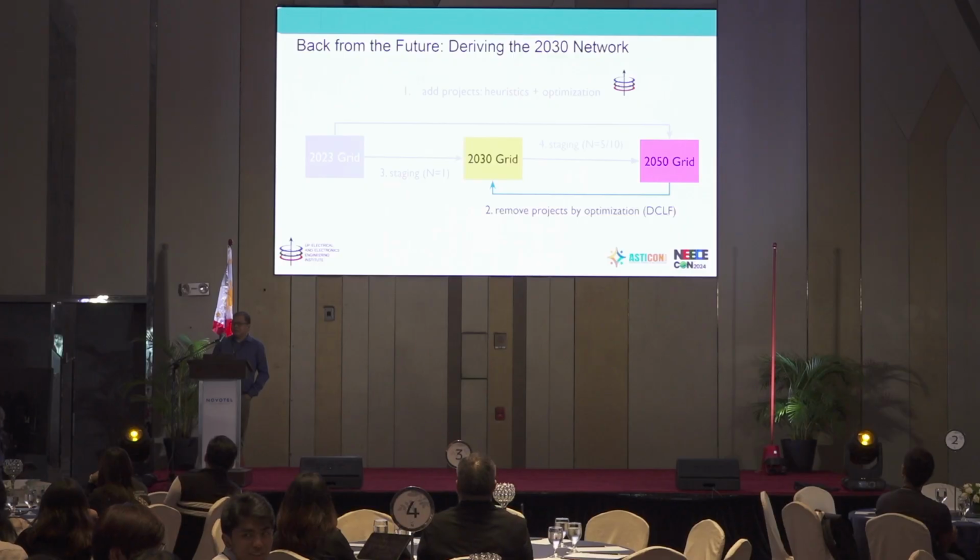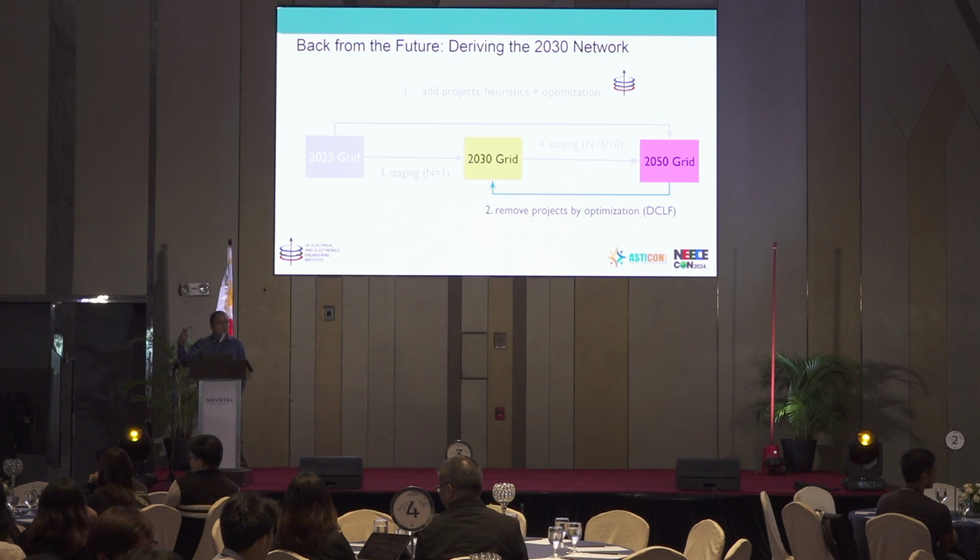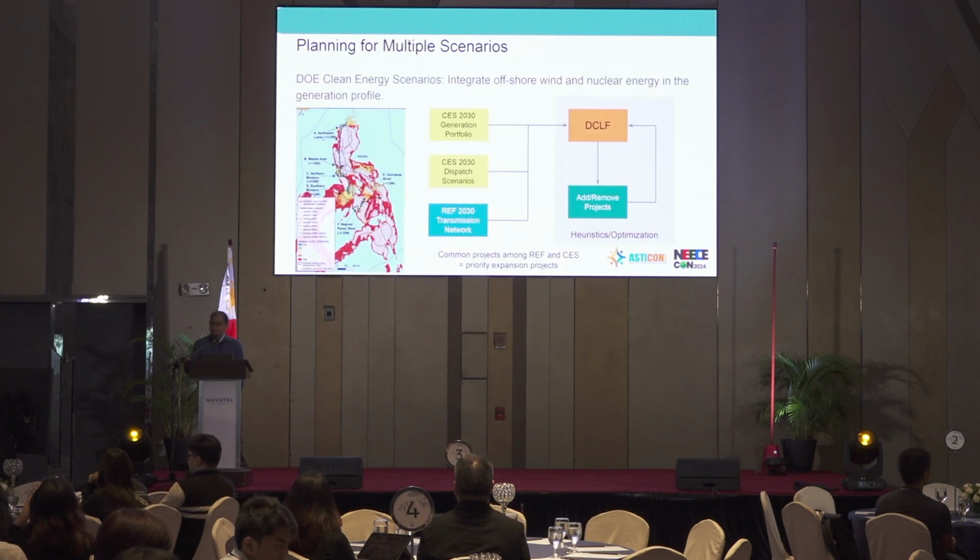Okay. Now, from 2050, we go back to 2030. It's just DC load flow. We remove the projects by optimization. We have another person doing that. Now, the plan that we got from DOE has several scenarios, so we should be able to accommodate that.